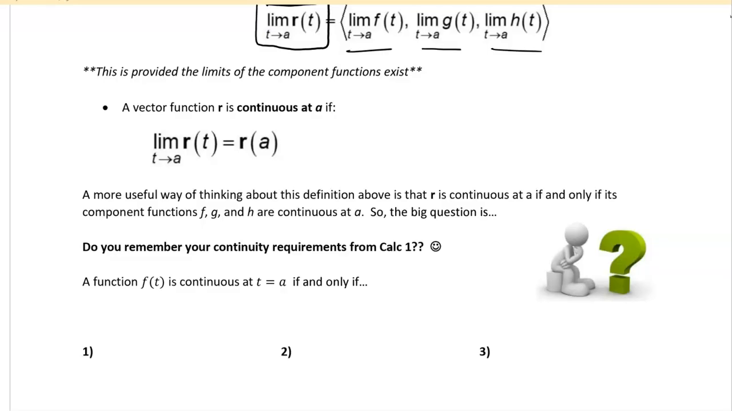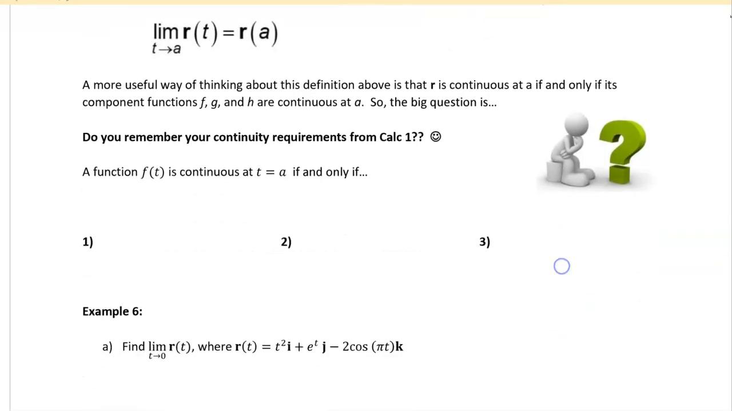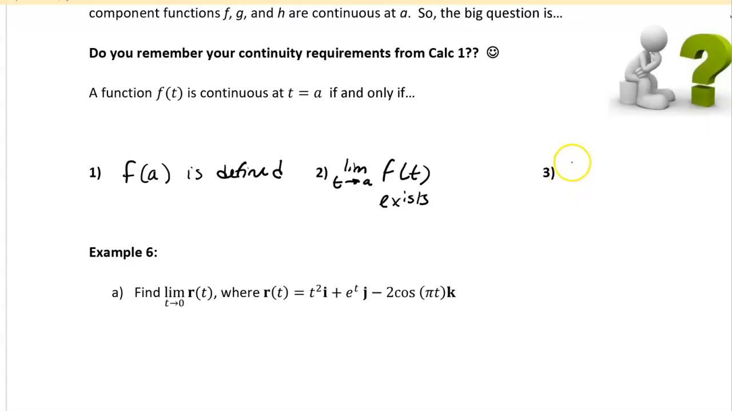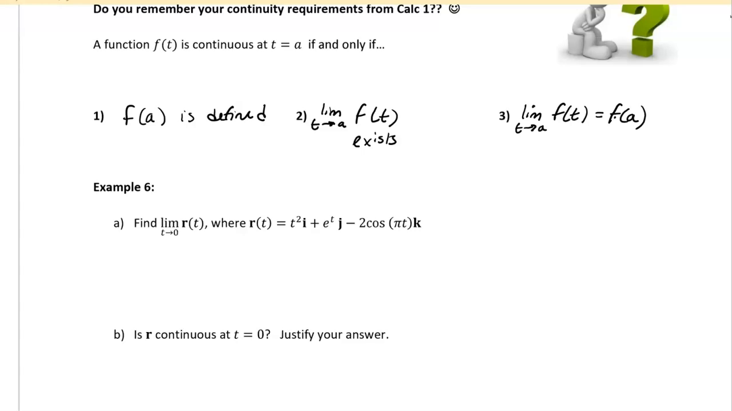So the big question is, do you remember the continuity requirements from Calc 1? I went over this a few weeks ago with my VC class. I'm hoping you remember. A function f of t is continuous at t equals a if and only if three things happen. F of a is defined. The limit as t approaches a of f of t exists. And finally, the limit as t approaches a of f of t equals f of a. So that is our definition of continuity from last year.